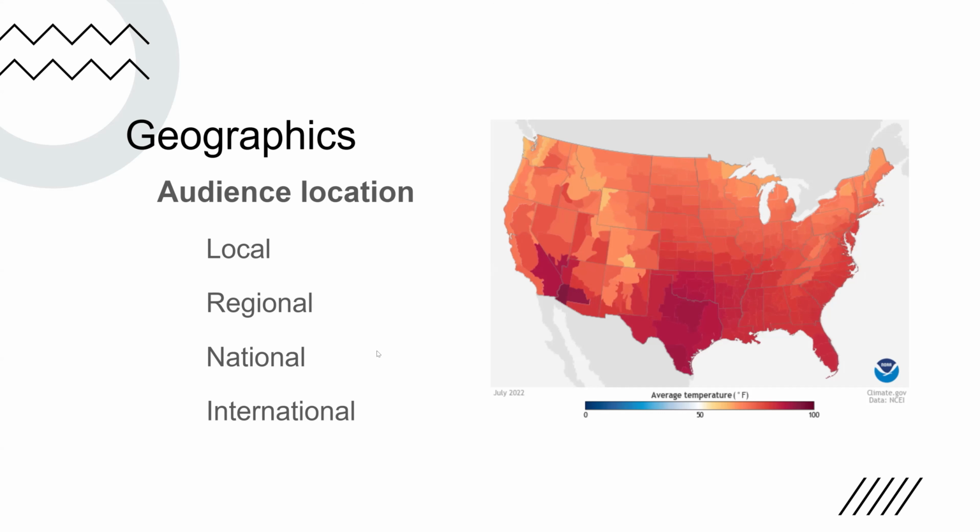Now, if you look at this temperature graph from NOAA, you can see that they have everything in the United States, since this is a US based organization. And you can see that they broke everything down based on average temperature for each region.